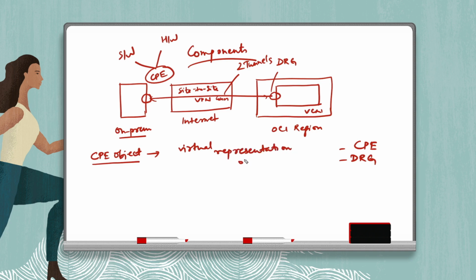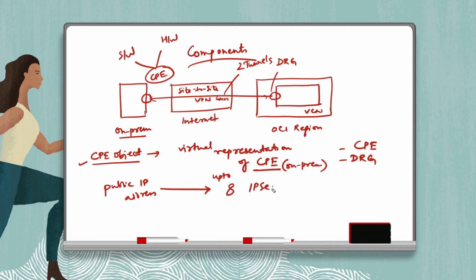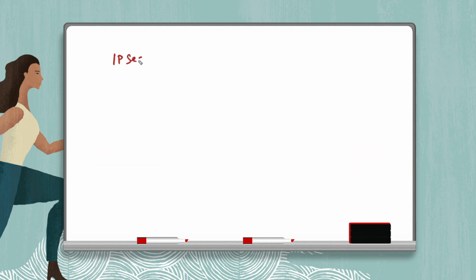So it's a virtual representation of customer premises equipment, which actually is on the on-prem side. But we are creating this object on the OCI side. Now this customer premises equipment will have a public IP address, and this public IP address can have up to 8 IPsec connections. Now, what is your IPsec connection?